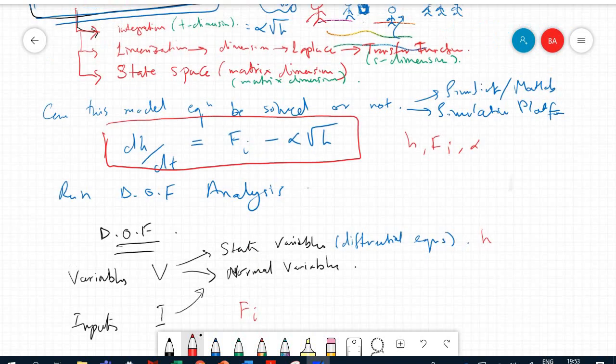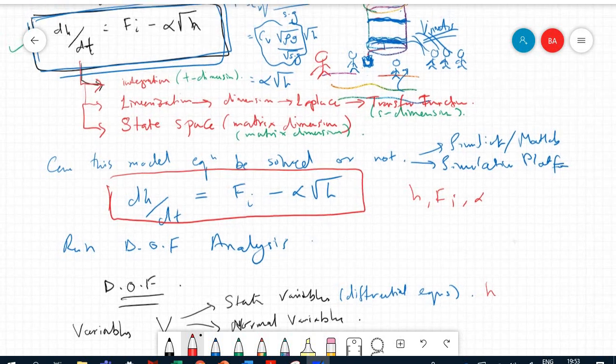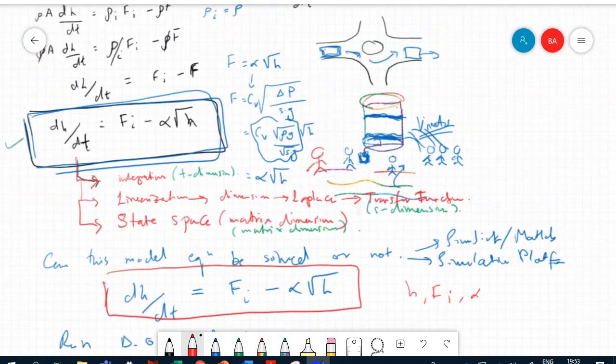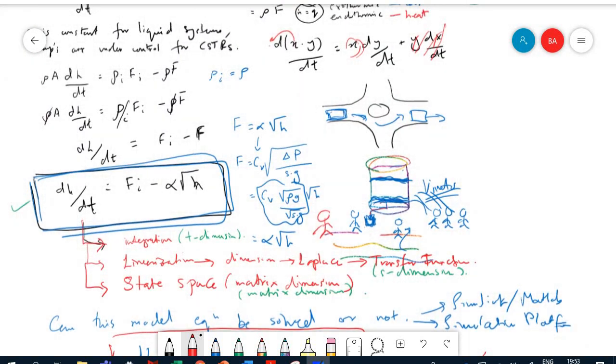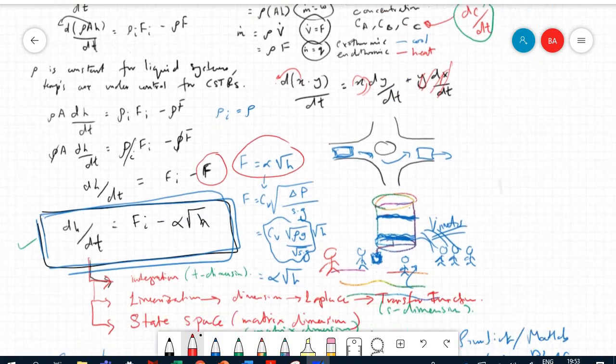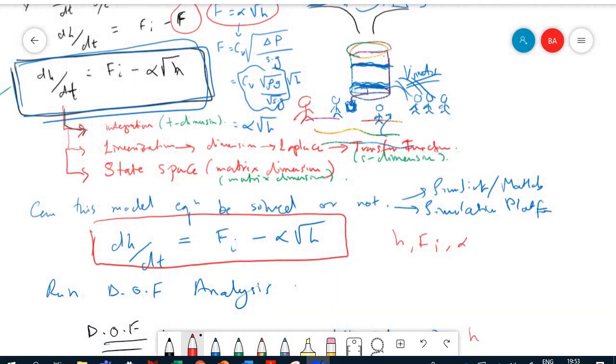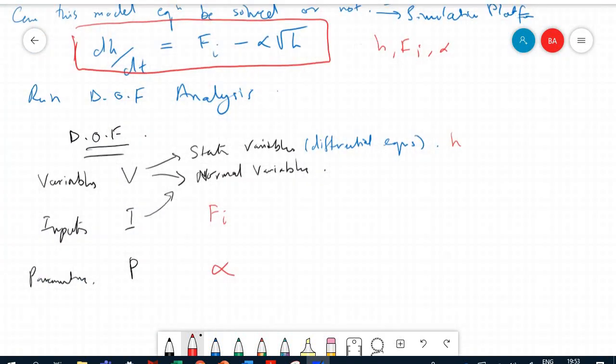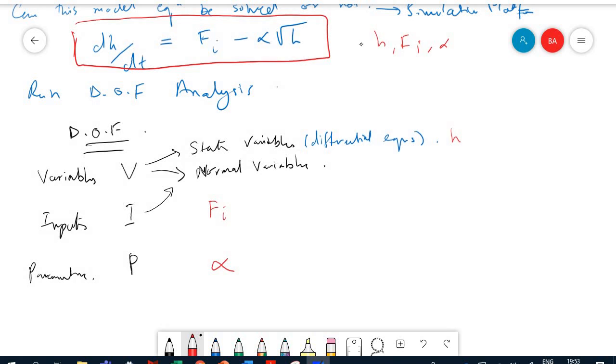Actually, if we did not substitute F is equal to alpha square root of H, if you can remember and recall that we said that F is equal to alpha square root of H, if we did not do that, then we could consider it a variable that we can add as a normal variable, and we have another equation for it.